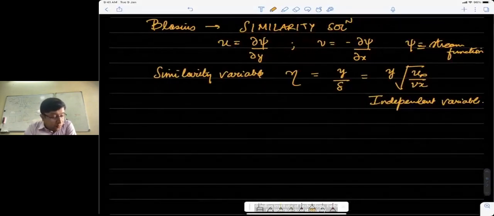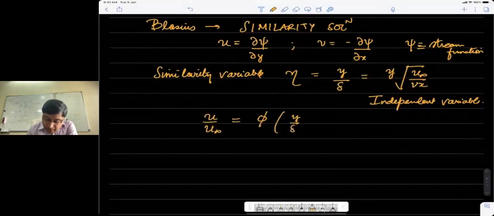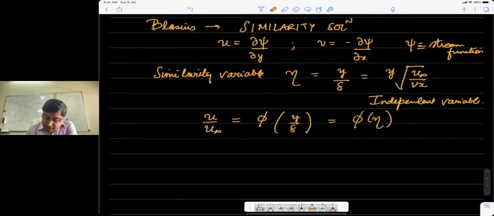And the idea that he was trying to follow was, he was trying to write u by u infinity in the form of phi of y by delta, where y by delta is, as I said, eta, so phi of eta. So he was trying to derive a solution for the non-dimensional velocity profile only in terms of this variable eta.